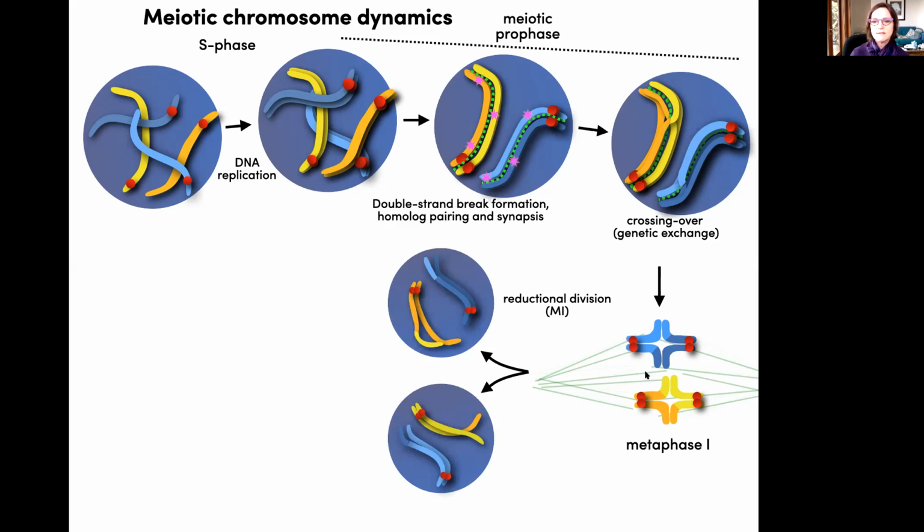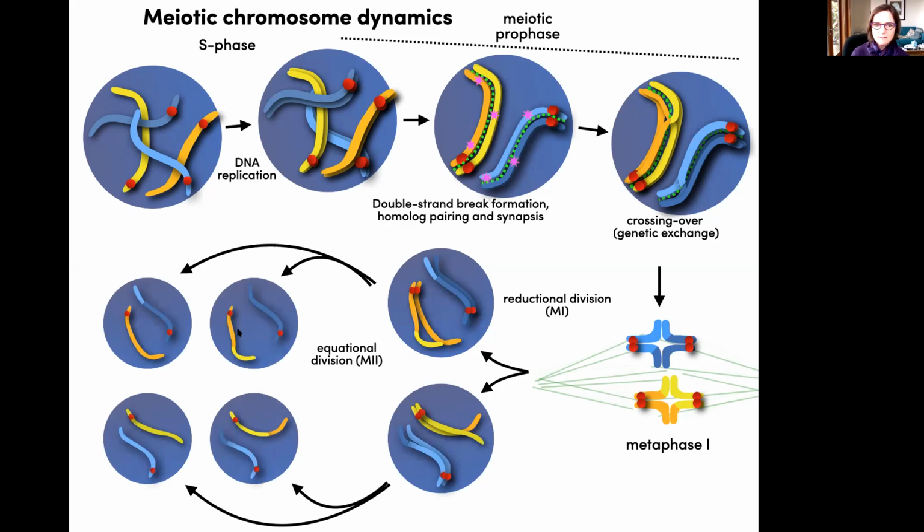They first, as I said, undergo what we call a reductional division because it reduces the ploidy, meaning it reduces from two sets of chromosomes to one set of chromosomes, but they're still replicated. You still have two sisters here. And so there's a second division that separates the sisters to get to this 1N DNA content.